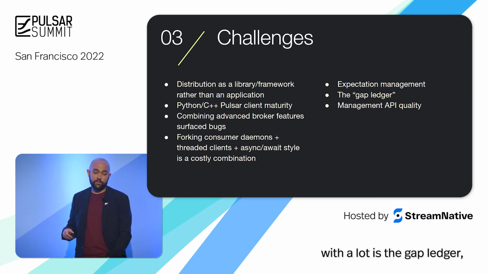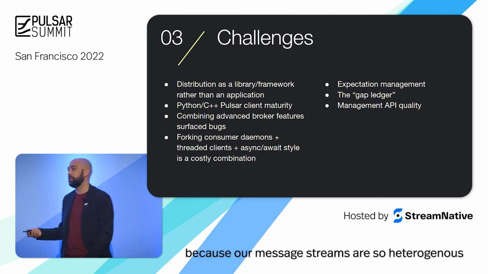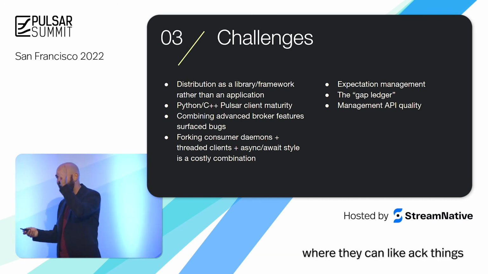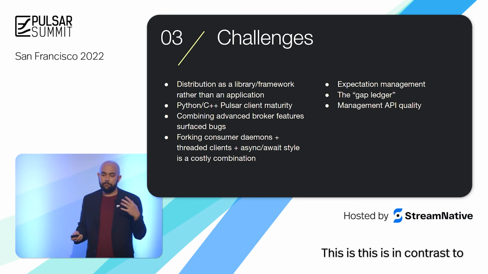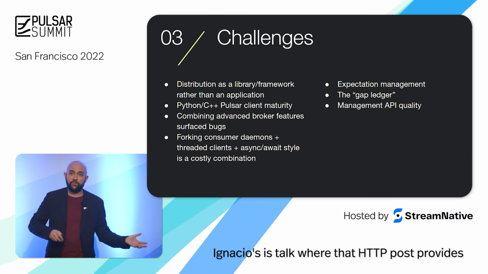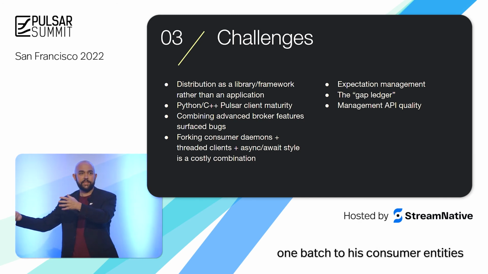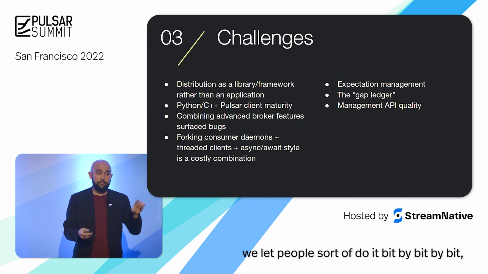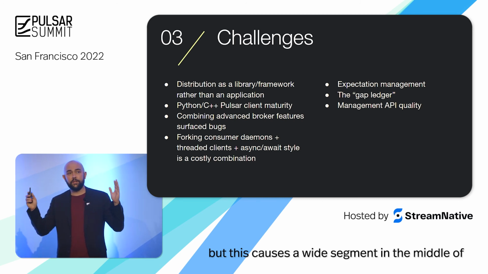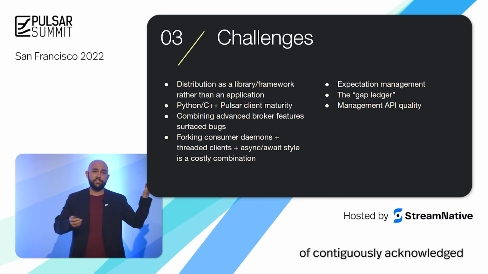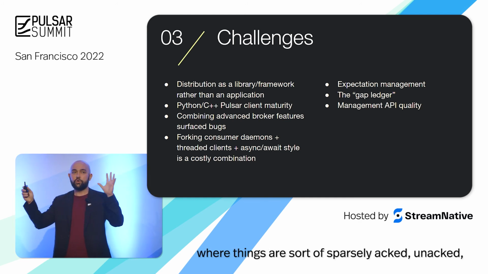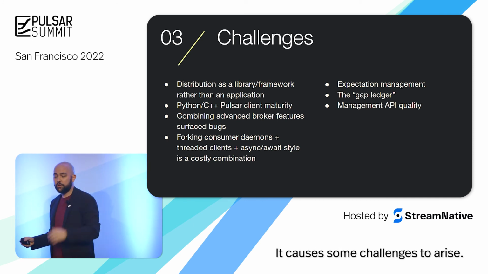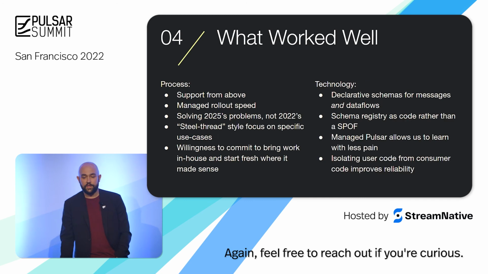And another challenge we've worked with a lot is the gap ledger. Because our message streams are so heterogeneous and our things process at such different rates, and because we provide that batch-oriented API to our consumers, where they can act on things out of order in the middle of it. This is in contrast to Ignacio's talk, where that HTTP post provides one batch to his consumer entities, and they provide a single set of responses about what they want with the messages in that batch back. We let people do it bit by bit, but this causes a wide segment in the middle of Pulsar topics between the range of contiguously acknowledged and contiguously unacknowledged messages, where things are sparsely unacked, allocated to consumers or not, et cetera, and that's difficult to work around. It causes some challenges to arise. Again, feel free to reach out if you're curious.